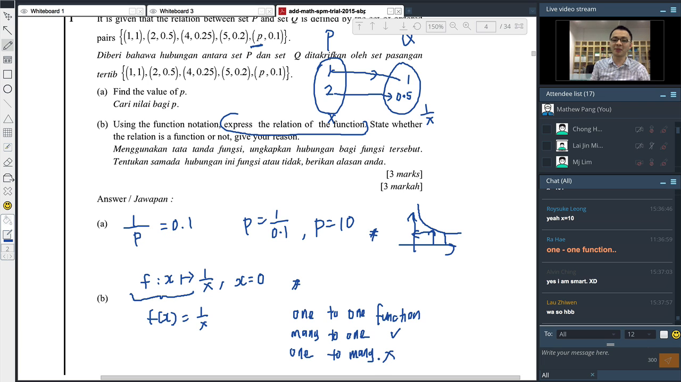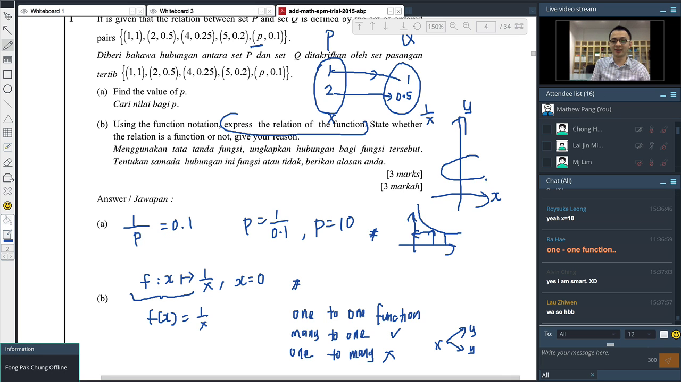What do I mean by one-to-many? That means 1 x value can go to 2 y values. This one is one-to-many, not a function. And the graph will look like this. If this is the x-axis and y-axis, the graph will look like this. You see, if x equals to 1, you can obviously see I will have 2 y values, correct or not? So this is called one-to-many. For a case like this, it's not a function.